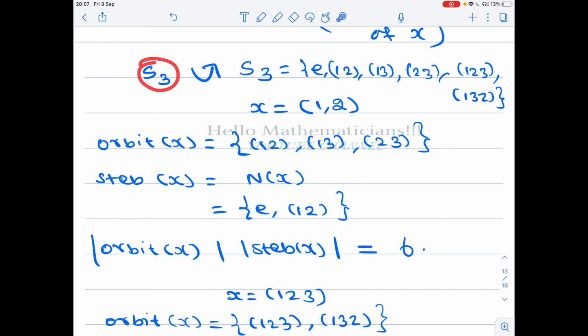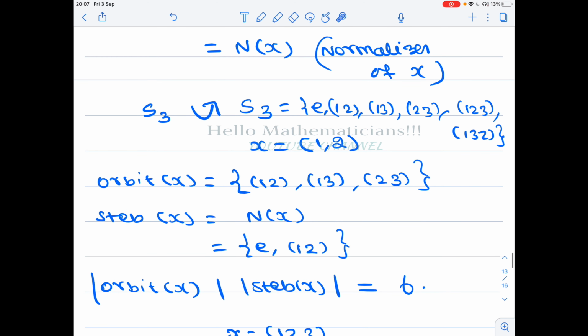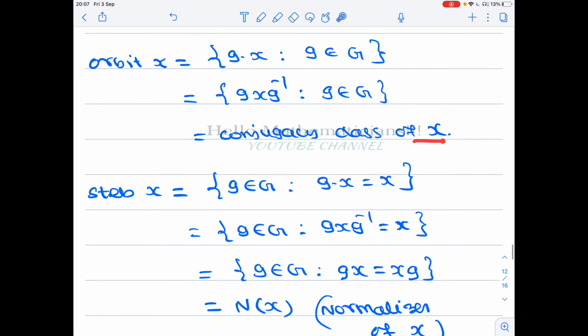Now we see one example using the symmetric group for the same conjugation action. So the group S3 acts on S3. Recall that S3 contains these 6 elements. Now I fix this 2-cycle from the codomain. I want to calculate the orbit. Recall that the orbit is nothing but the conjugacy class of that element.